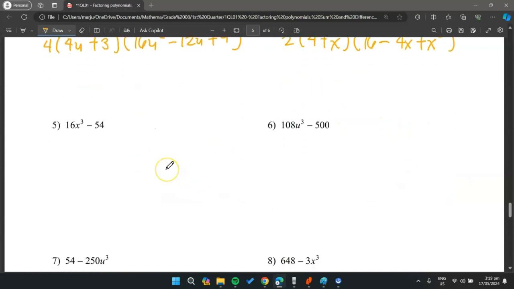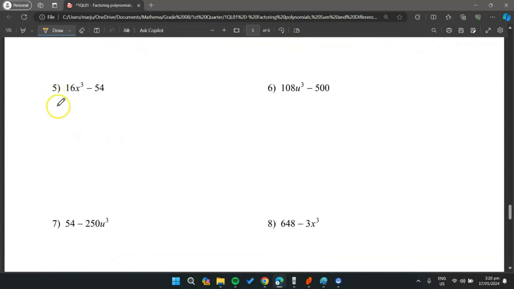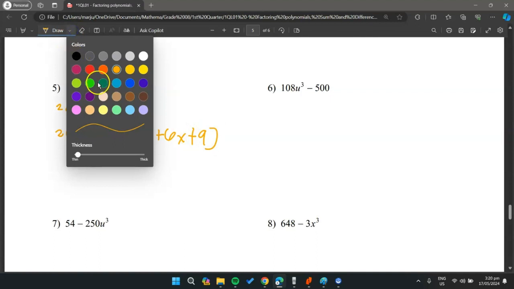What about number 5? So again, the same thing. Divide everything by 2 first. So we have 2, and we have 8x cube minus 27. The cube root of that is just 2x minus 3. And then the square of 2x is 4x squared, minus the product of these, which is negative 6x. So minus minus gives us a positive 6x. And then the square of negative 3 is 9. So again, that will be our answer.